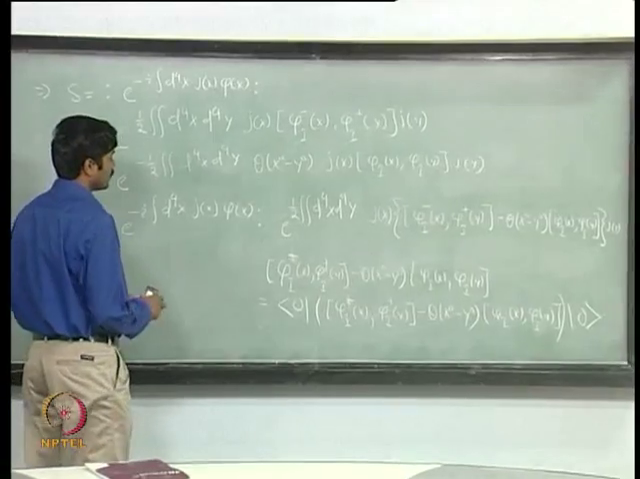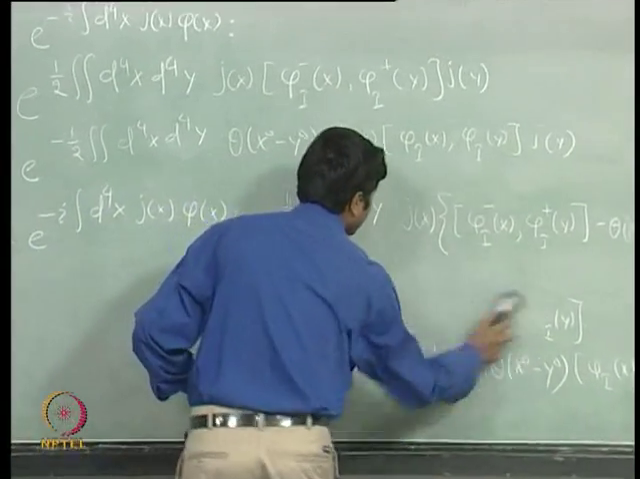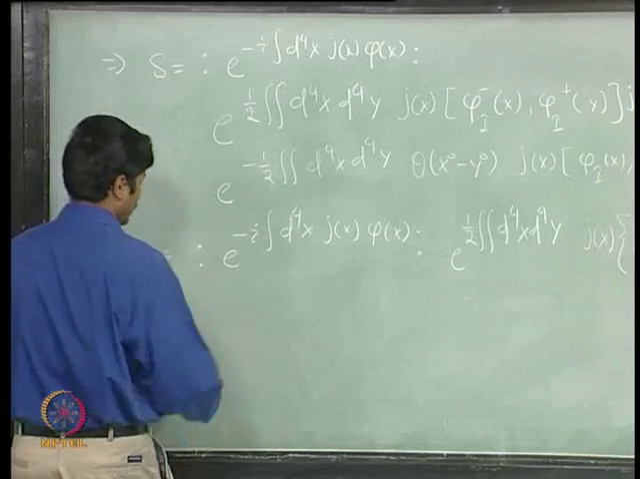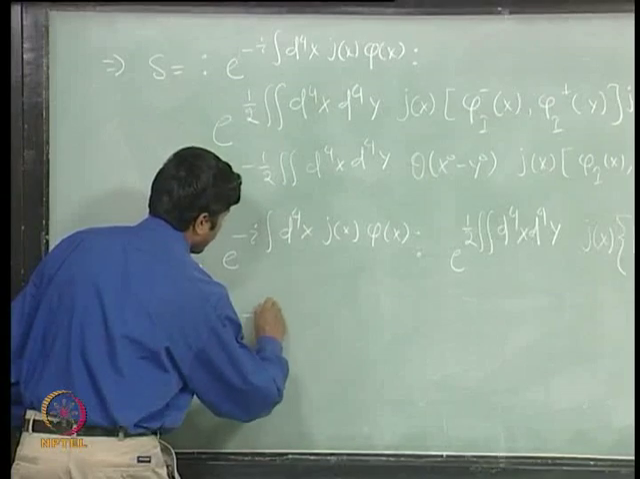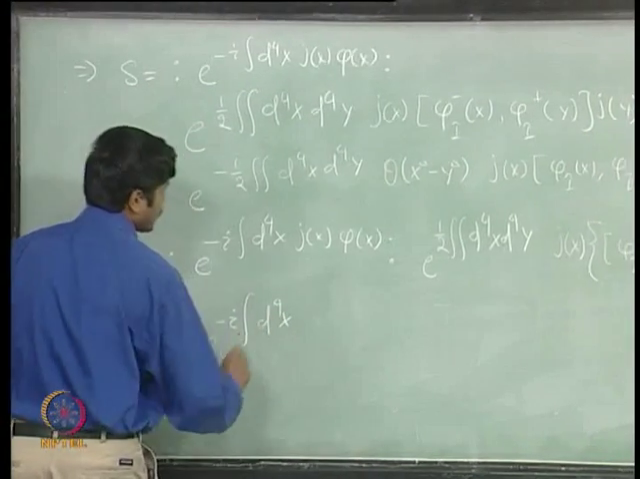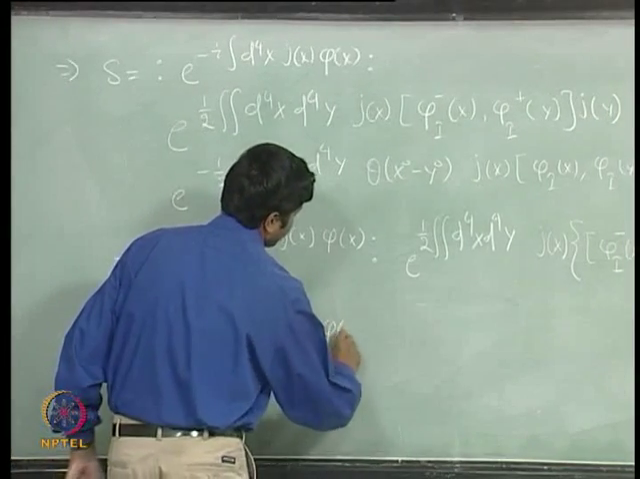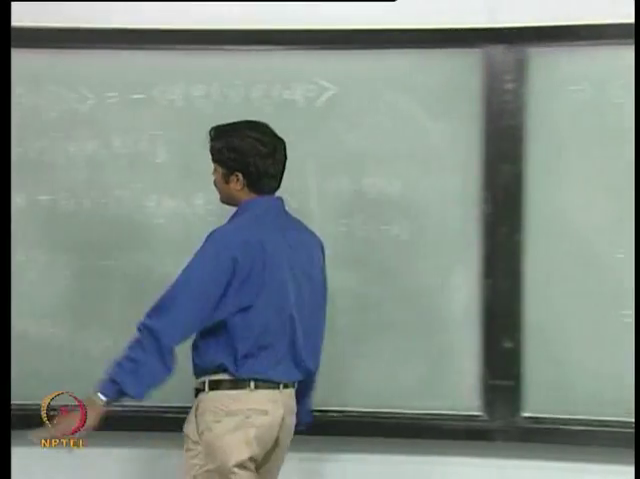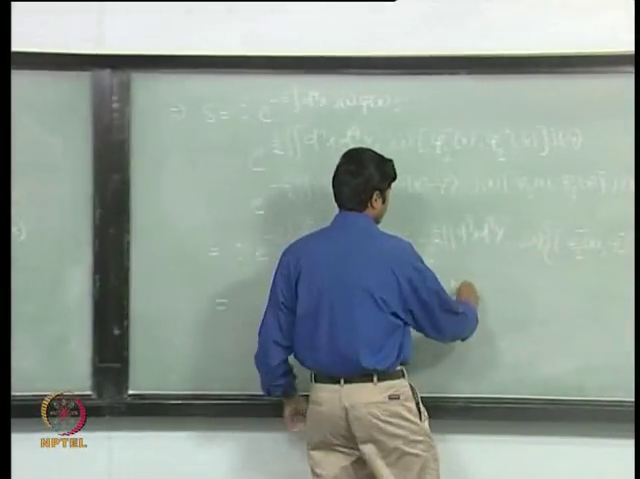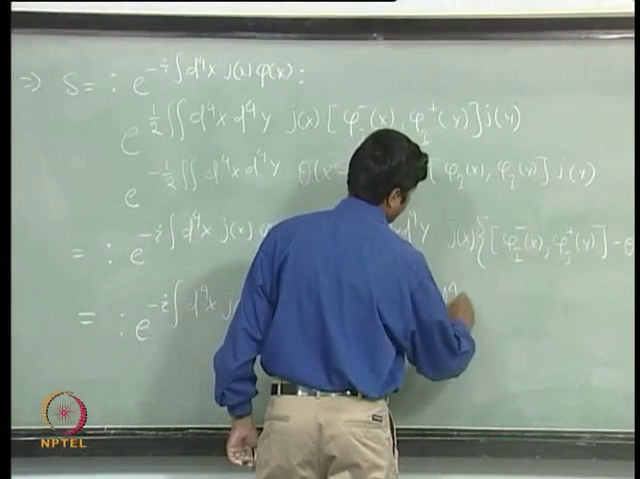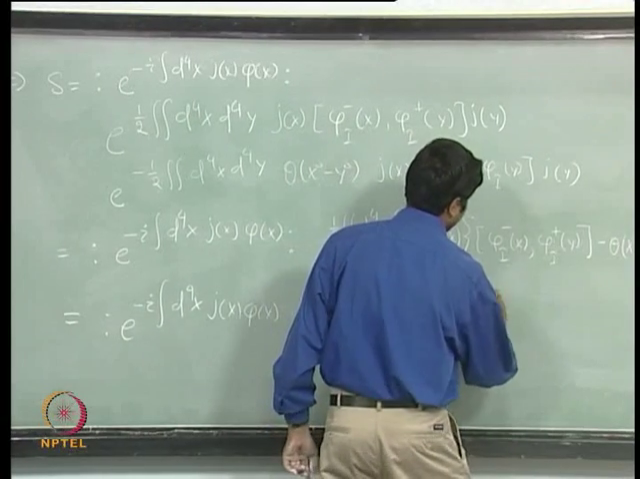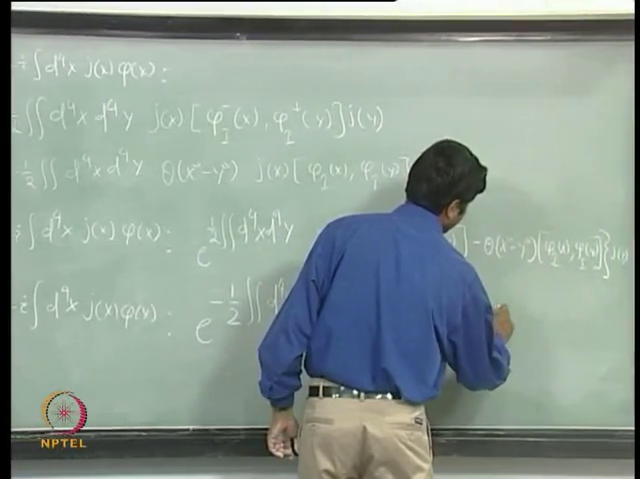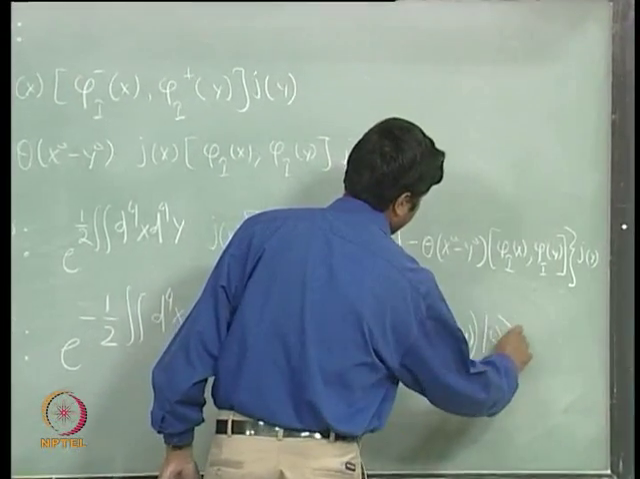So, let us write it here. This S matrix is given by normal order product of e to the power minus I integration d4x j x phi of x, and then e to the power minus half because of this minus sign here, and then integration d4x d4y j of x, vacuum expectation value of time order product of phi I x phi I y, j of y.